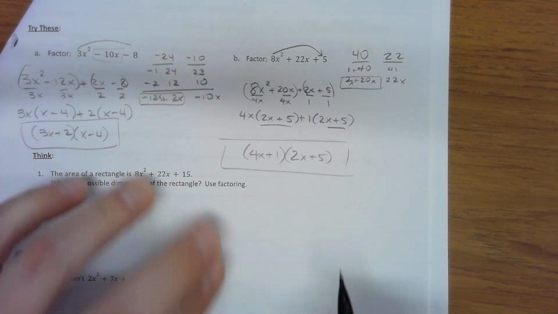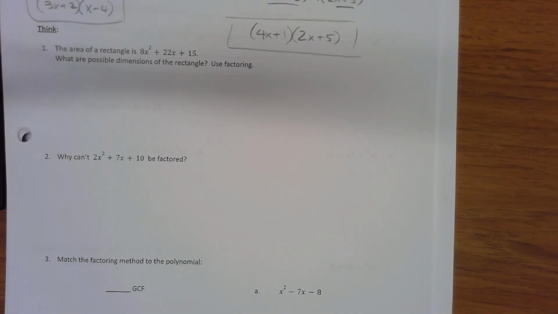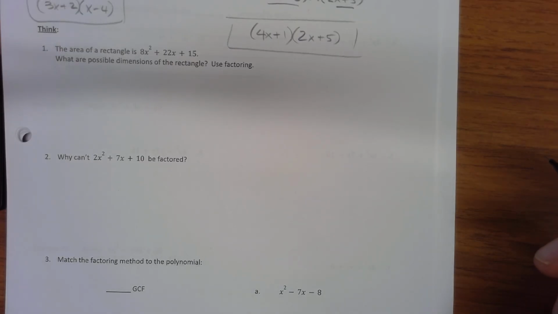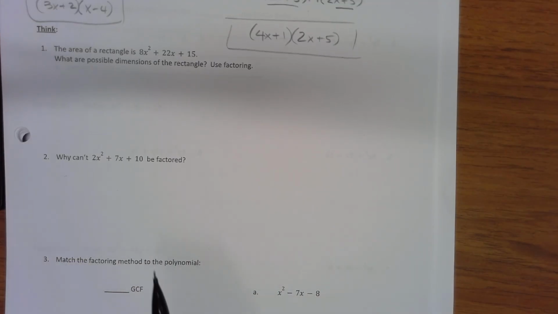So hopefully you did well enough on that. Try it. This next one is an application. The area of a rectangle is 8x squared plus 22x plus 15. What are possible dimensions of the rectangle? It says use factoring. We could try that. We're going to answer why this can't be factored. Let's do number 1 first.